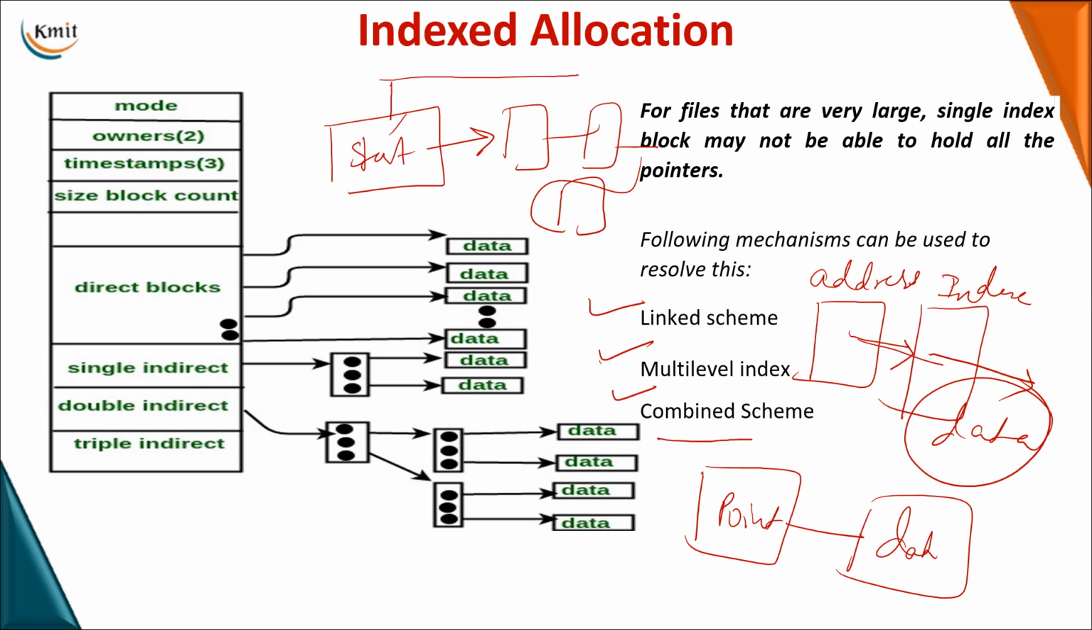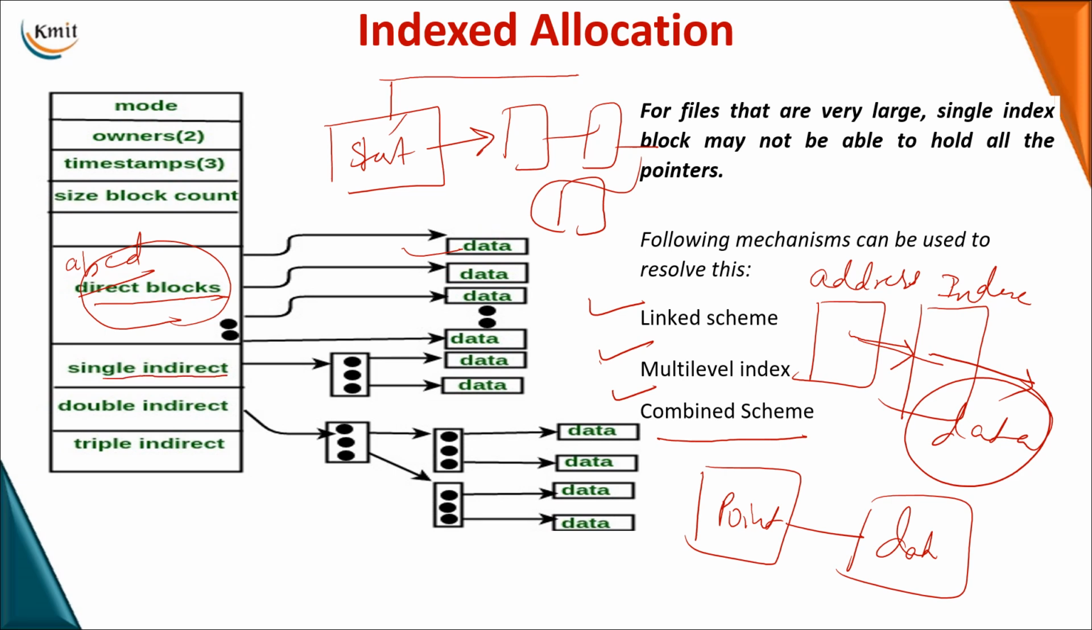Or you can go for the combined scheme. In the combined scheme, we have three variations. First, direct blocks: in the blocks themselves, you actually store the data, so the direct block will contain the data. For example, if you want to store the name of a student in a file, you can directly write it as something like ABCD. So this is your actual data.